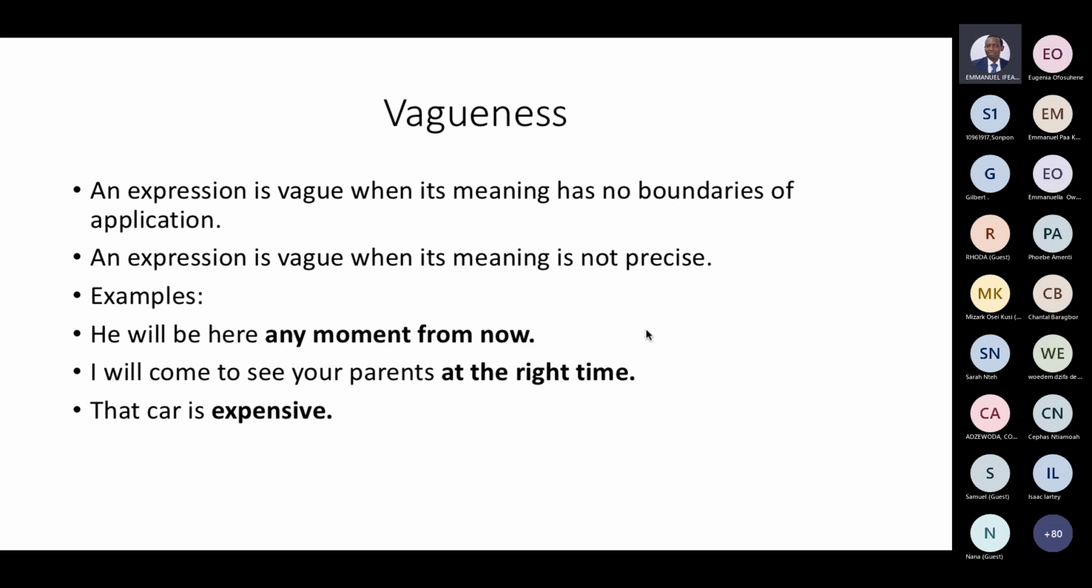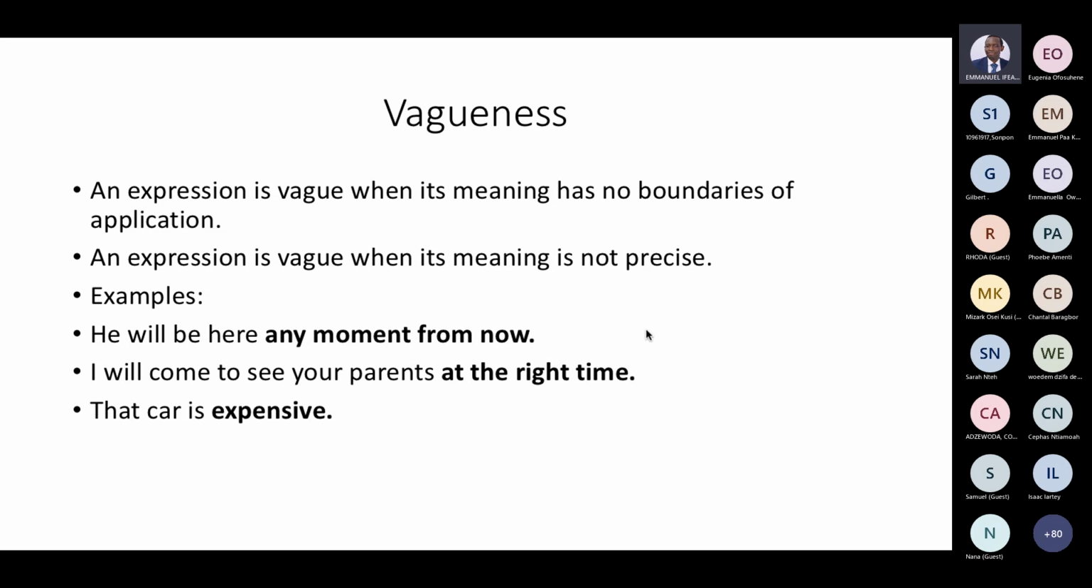Now, vagueness. An expression is vague when its meaning has no boundaries of application. An expression is vague when its meaning is not precise. So just note the term no boundaries of application. Example: he'll be here any moment from now. Any moment from now has no boundary of application. Where do you apply it? Which moment? There's literally no moment in reference. It is any moment from now till thy kingdom come. So it has no boundary of application.